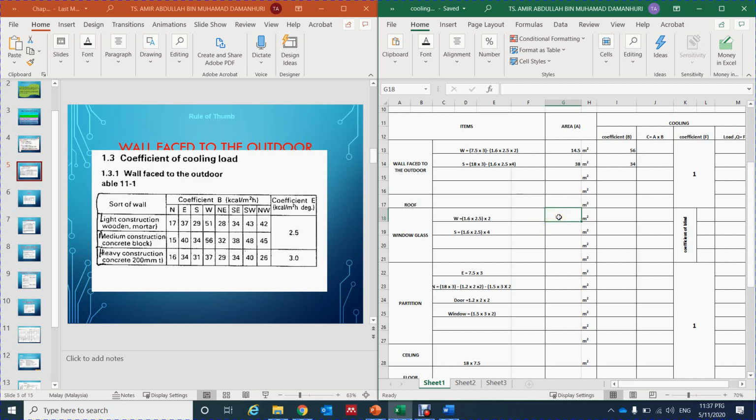And then next one will be the west for the window glass. The area first is about 1.6 times 2.5 equal to 4, times 2 is about 8 here, and then the south one is the same as this one, about 16. And then the partition for this area is about 7.5 times 3, so it is 22.5.